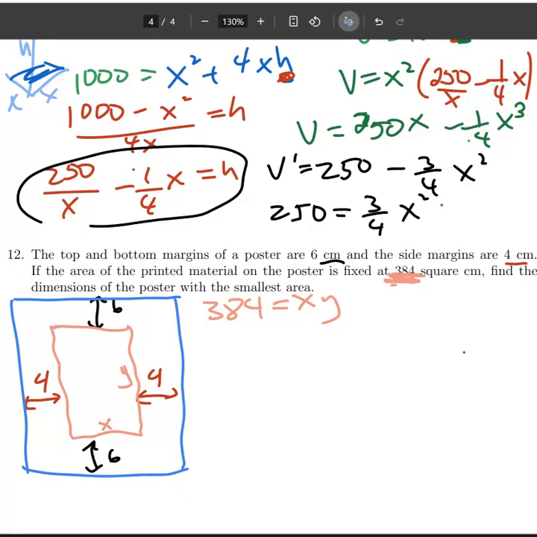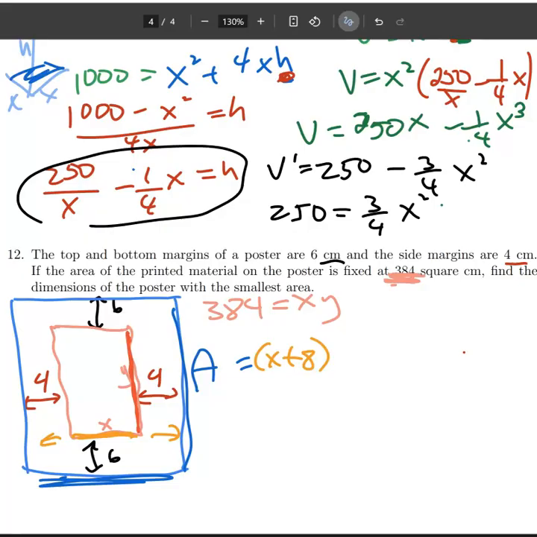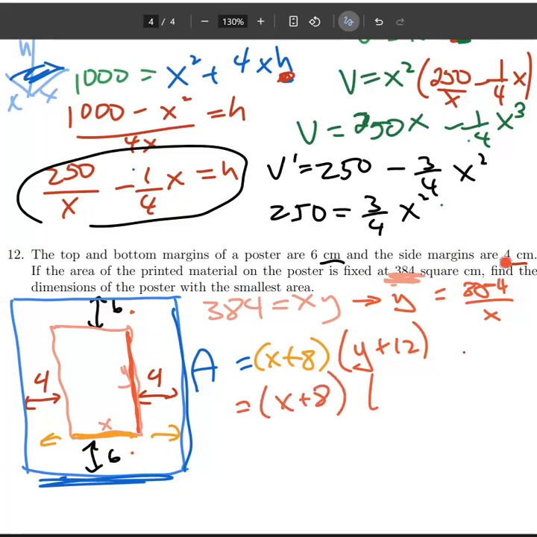What is it that I want? I want the dimensions that'll give me the smallest area. So I want the area of all of this. The area would be this small x value plus this 4 and this 4, so it'd be x plus 8. And then the y's: I'd have this distance of y, but I'd add 6 and 6, so y plus 12. Now I'm going to substitute in, solving for y, so 384 over x. So I get x plus 8 times 384 over x plus 12.